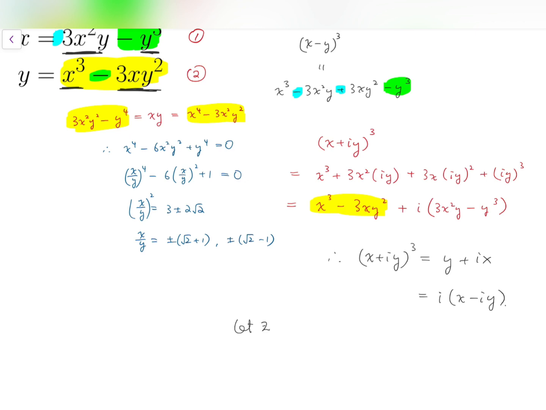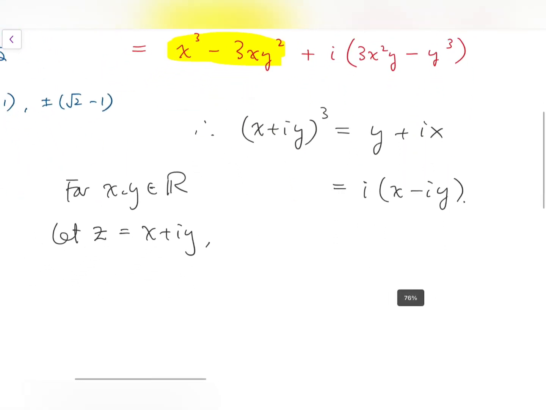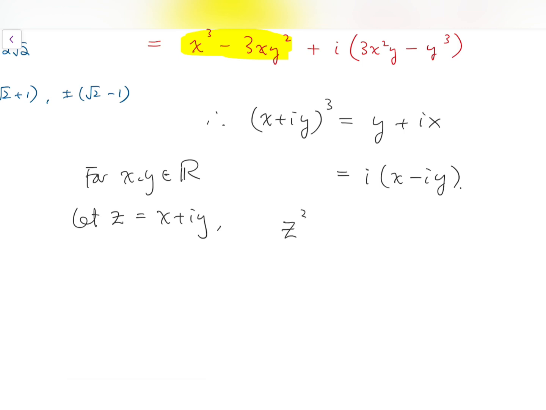And so letting a complex number z equal x plus iy, where x and y are real numbers, then we can say that z cubed equals i times z conjugate. The conjugate of x plus iy is defined by x minus iy. Now from this, there are two cases to settle.